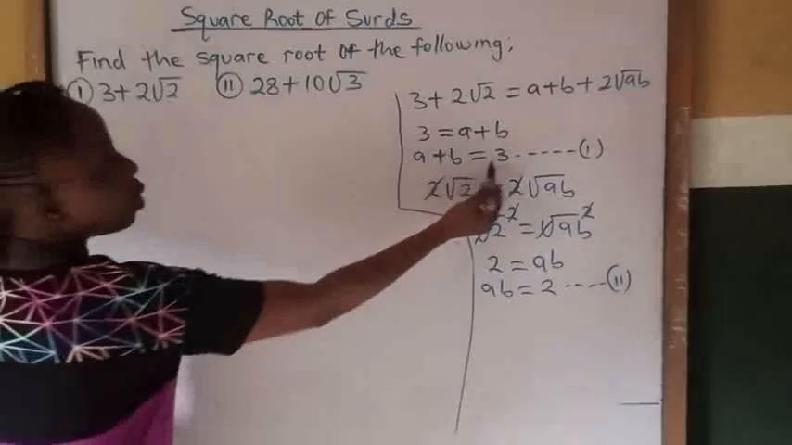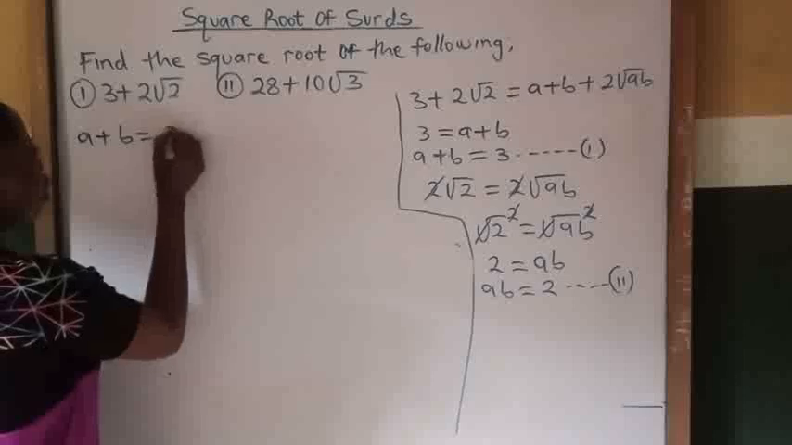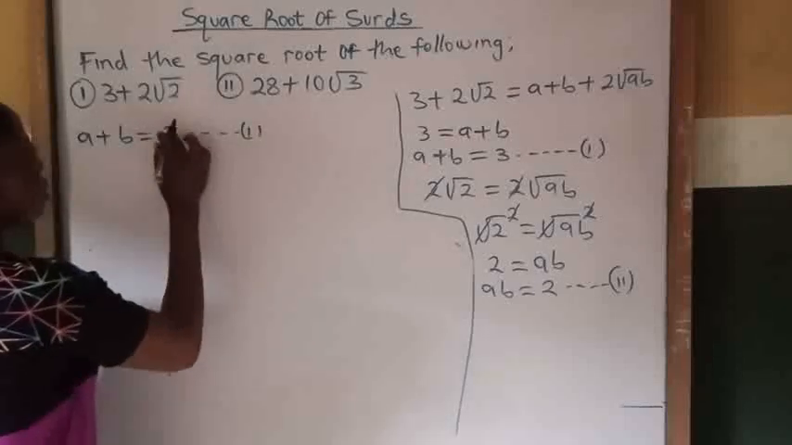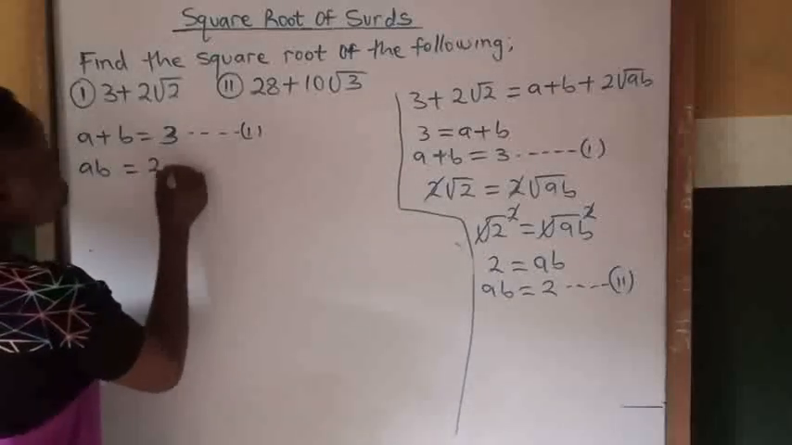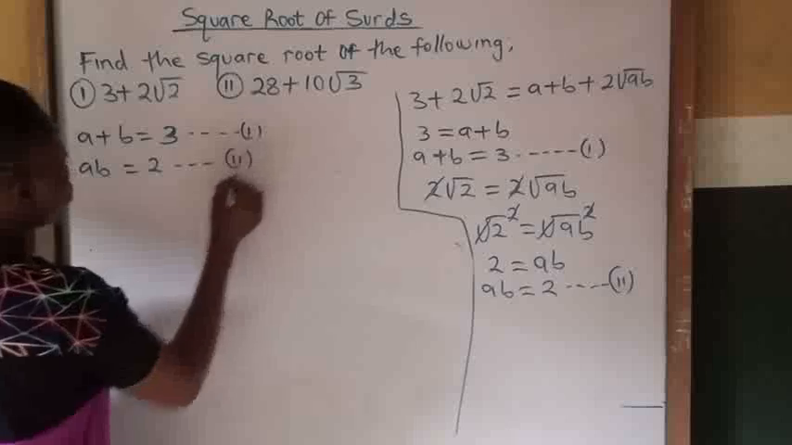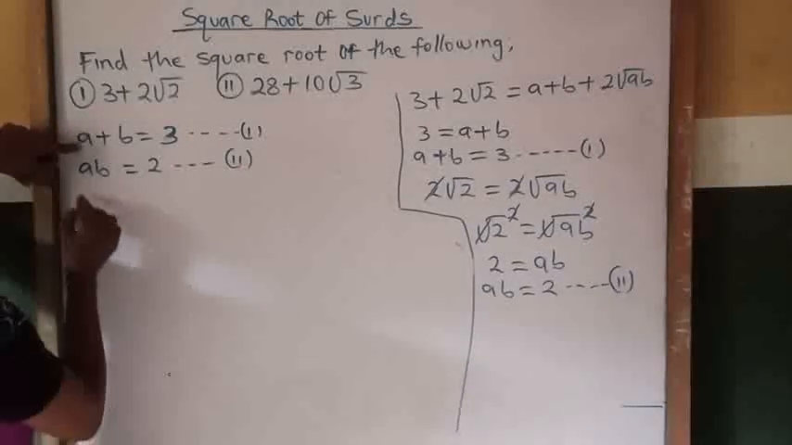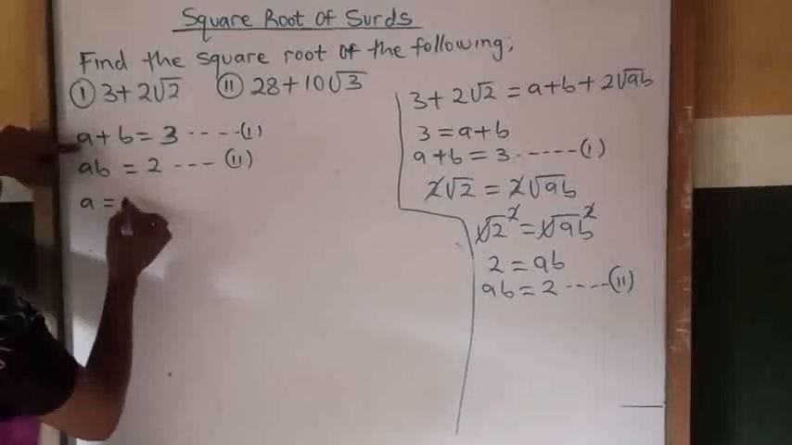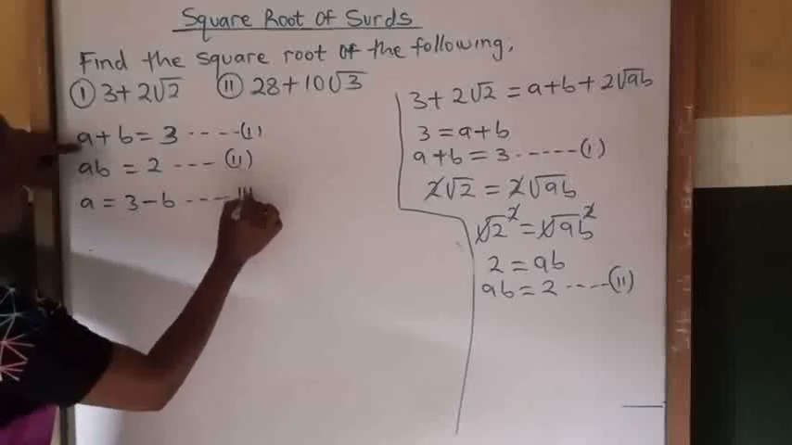So our equation 1 is A plus B equal to 3. Then equation 2 is AB equal to 2. Now, from equation 1, we can make A the subject of the formula. So A will be equal to, bring plus B down to this side. It will change to minus B. So we call this one equation 3.